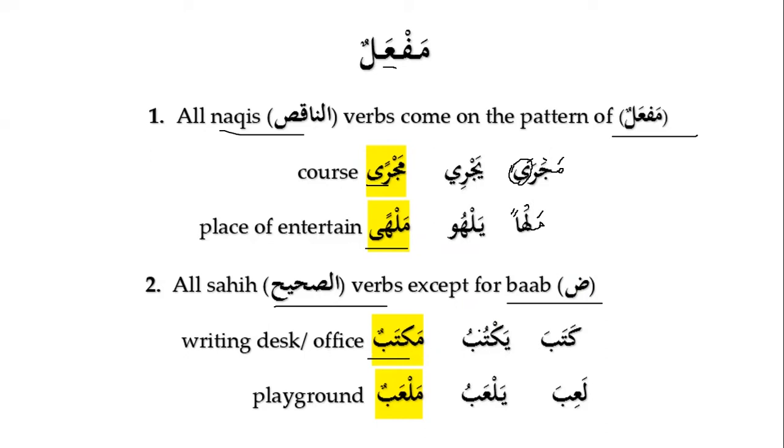So as we can see here, it is kataba yaktubu. It is not bab daraba yadribu. That's why it will be on the pattern of maf'alun. Similarly, we have sami'a yasma'u. We have la'iba yal'abu, and the adverb of place will be mal'abun, which is playground.